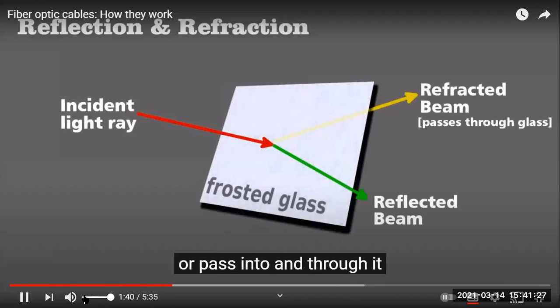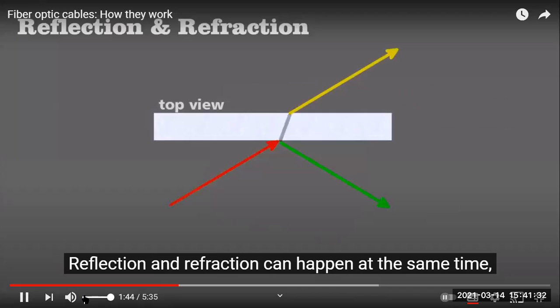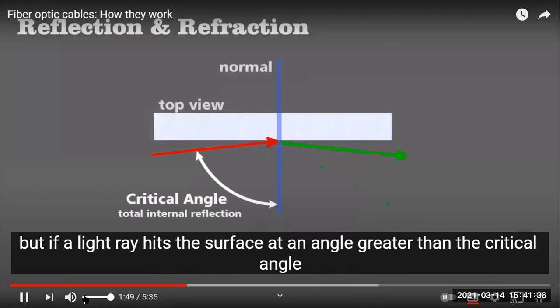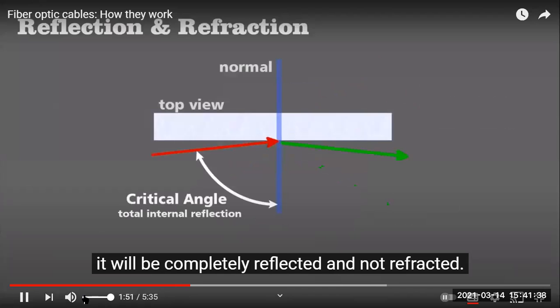The latter we call refraction. It's easier to see from a top view. Reflection and refraction can happen at the same time, but if a light ray hits the surface at an angle greater than the critical angle, it will be completely reflected and not refracted.